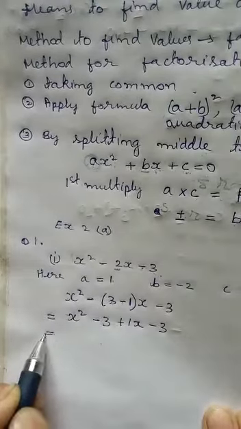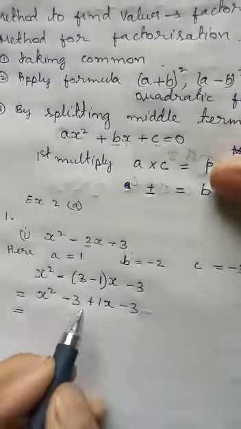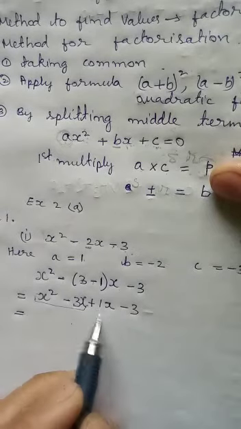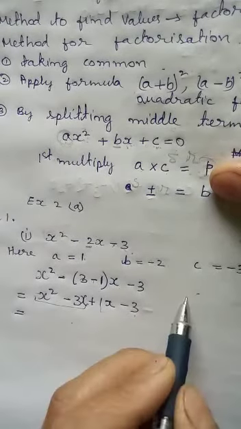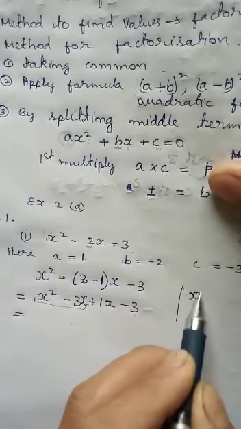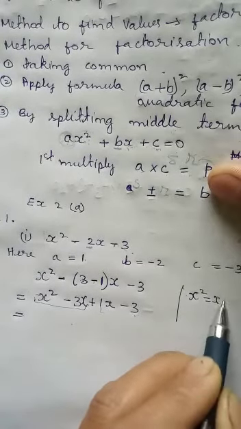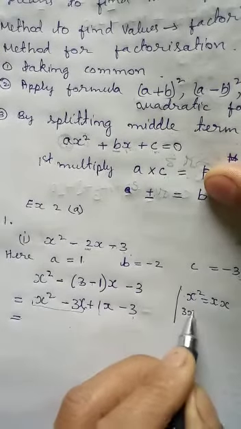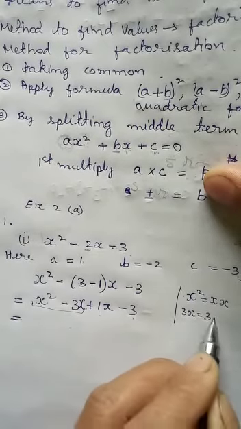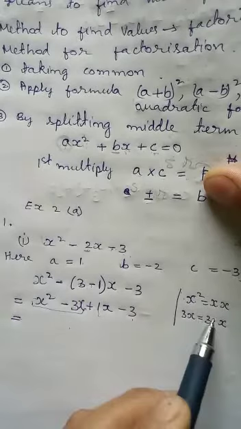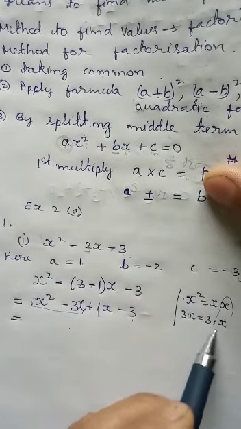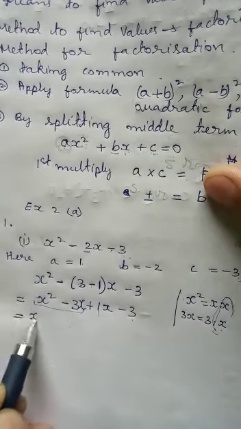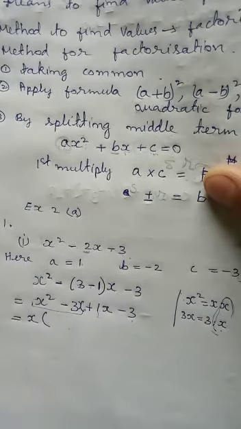What is the next step? We have 3 into x, 3x. Okay, we have to take common. Take common this 2 and this 2. X square here, you have it as x into x. Then 3x, you have 3 into x. Okay, so what is present here? Common means present to both. We have x. So you put x here. Then whatever is left, put inside the bracket.